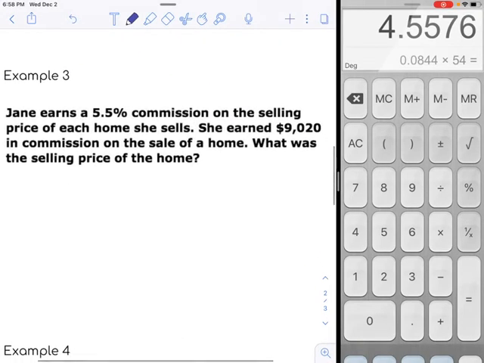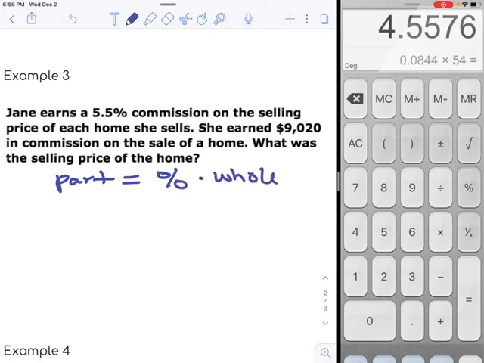Example 3. Jane earns a 5.5% commission on the selling price of each home she sells. That means that she's earning part of the entire price. She earns $9,020 in commission on the sale of a home. What was the selling price of the home? Again, I'm going to keep writing this out, and I hope that you will write this out somewhere in your notes just so that you can remember this little equation. So my percent is 5.5%. I do not know what my whole is. I don't know what the entire cost of the house was, but I do know what part of it was, which is how much Jane made on the commission.